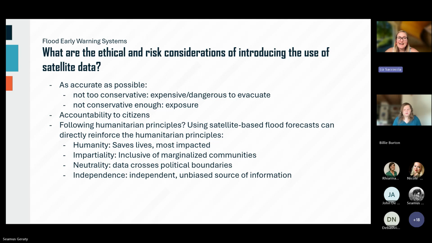So the next questions we have are about the ethical and risk considerations of introducing the use of satellite data. So what are some things that we need to consider for flood early warning systems? And one, I mean, this is quite basic, right? But as accurate as possible. That's because we can't have these flood early warning systems be too conservative because of the cost of evacuation.